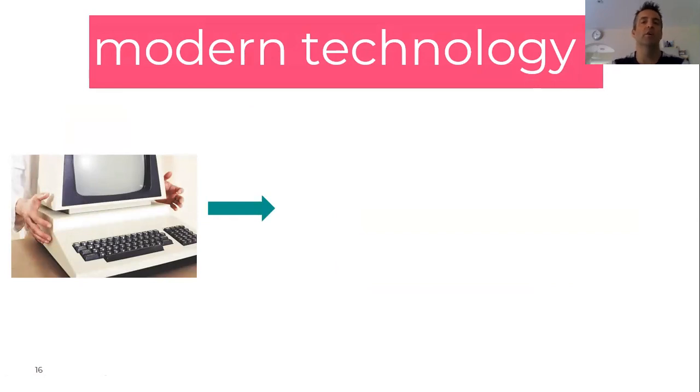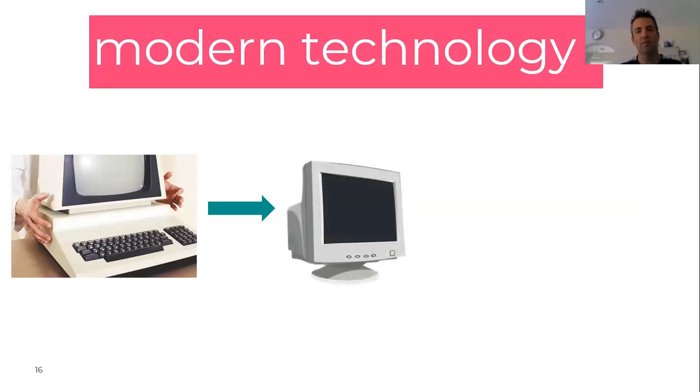So we're just going to have a look at an example of how the computer has changed over the last 50 years or so. So this is a very, very old type computer. I don't know if it's an Amstrad, but that was one of the first computers, but it's a very old computer with a keyboard, quite heavy and bulky.